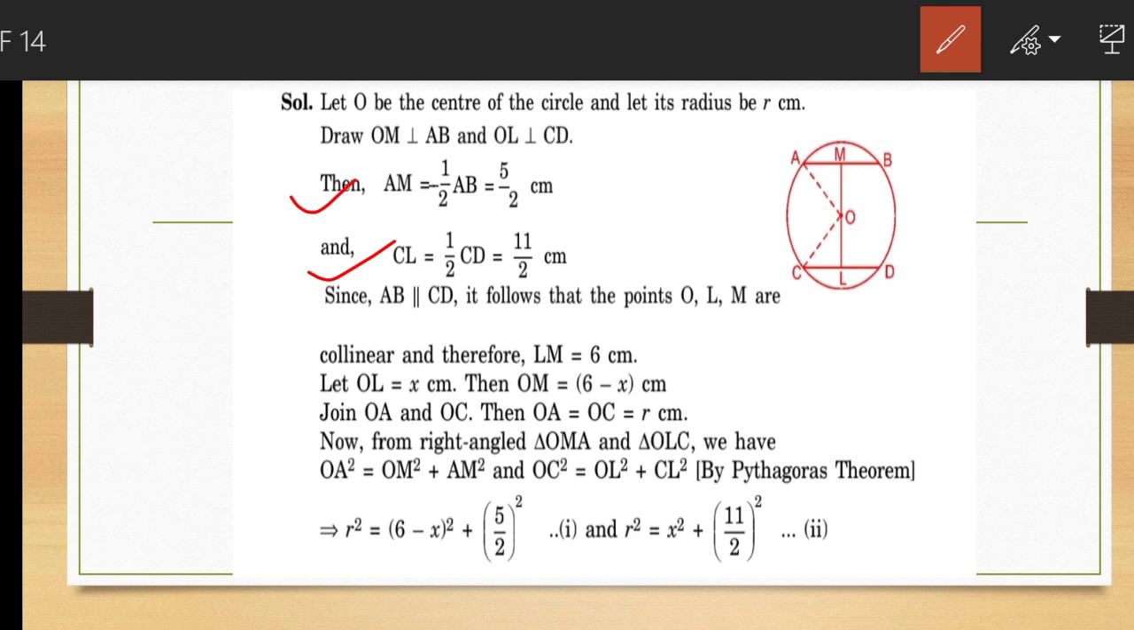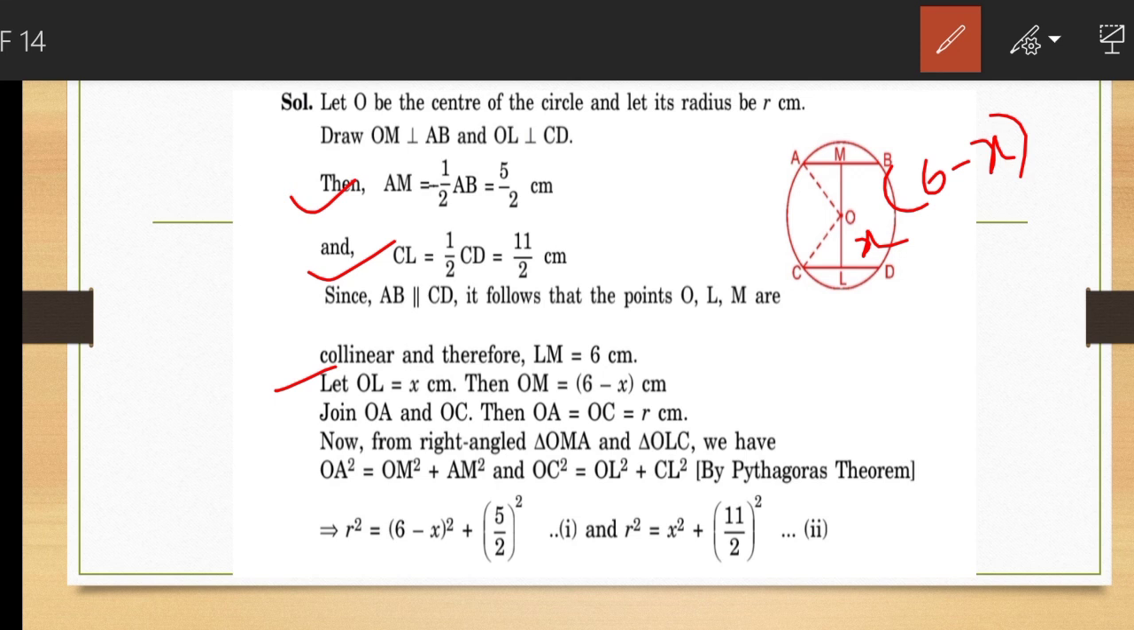AB and CD are parallel to each other. It follows that O, M, L are collinear points, that is, they lie on the same line, and the length LM is given as 6. So let us assume that OL is x, then OM will be 6 minus x centimeters.